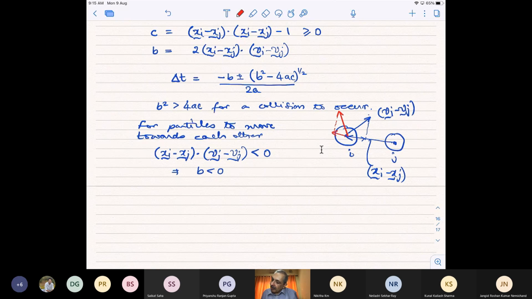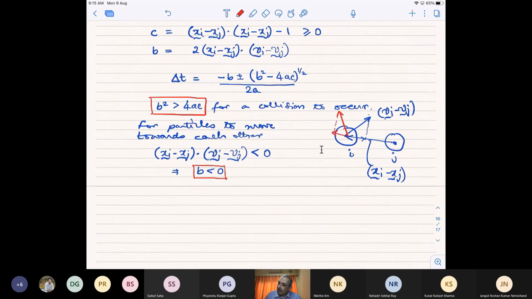So there are two conditions that are required for a collision to occur. One of them is that b squared must be greater than 4ac, otherwise your collision time will be imaginary, and the second is that b should be less than 0, otherwise you will get a negative collision time. So by doing this, we can easily find out whether or not a collision will occur.